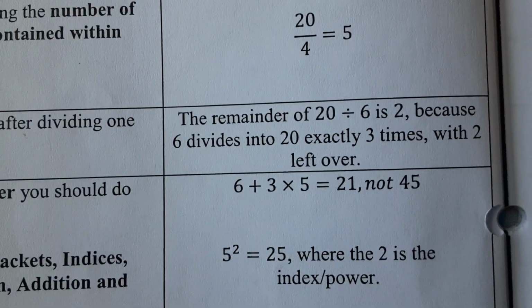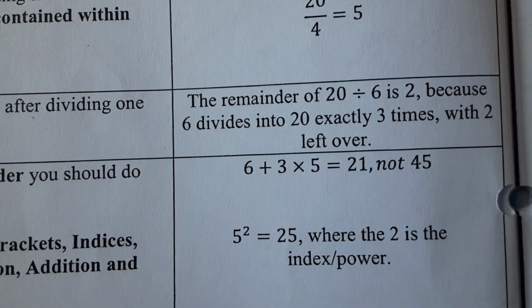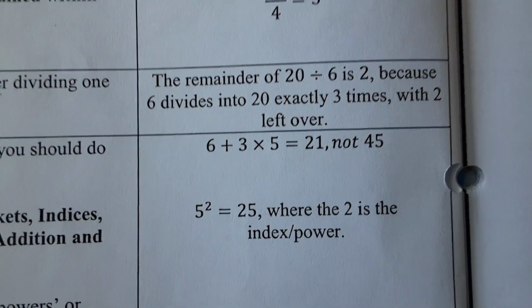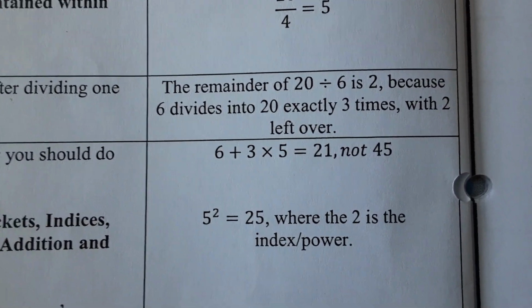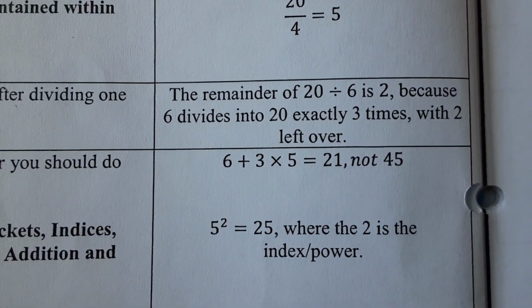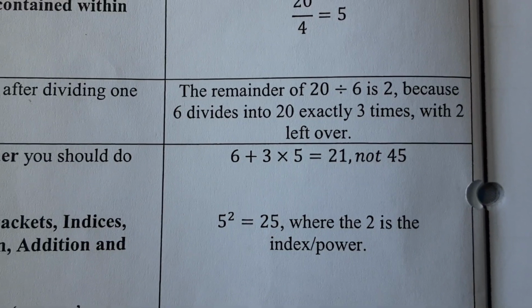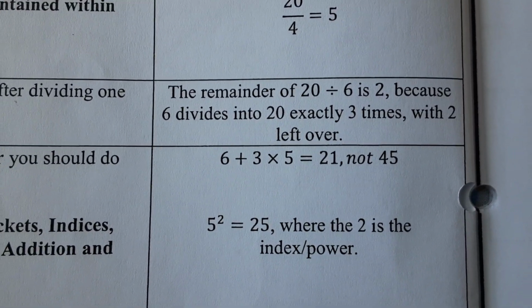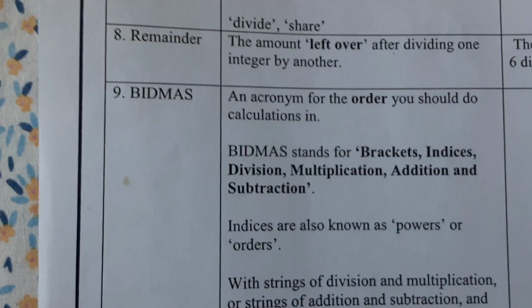So the remainder of 20 divided by 6 is 2, because 6 divides into 20 exactly 3 times with 2 left over. Do we see how it works? Okay, because 6 times 3 equals 18, you have 2 left to get to 20. 2 left over. Perfect. Simple.